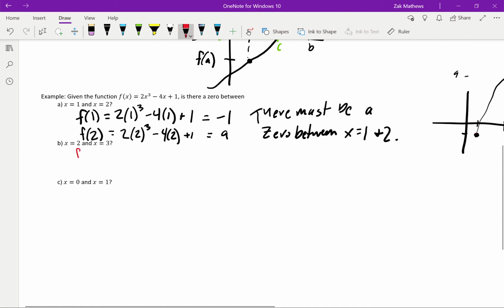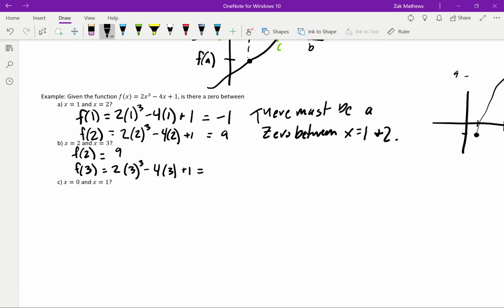Let's take a look at the next one. x is equal to 2, x is equal to 3. I'm going to do the same thing with the 2 and the 3. Well, the 2 we already found, that was 9 from the previous example. 3 I've got to work as a new problem. So 3 cubed is 27, double it we get 54, minus 12 would be 42, and add one more we get 43. And so here we see we go from a positive to a positive. The signs have not changed.